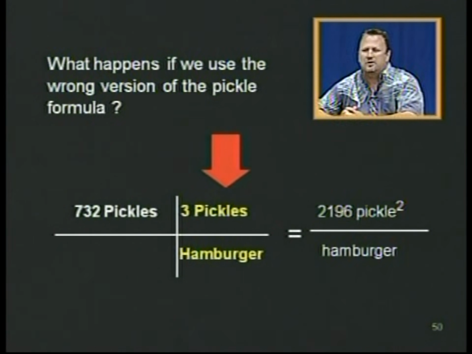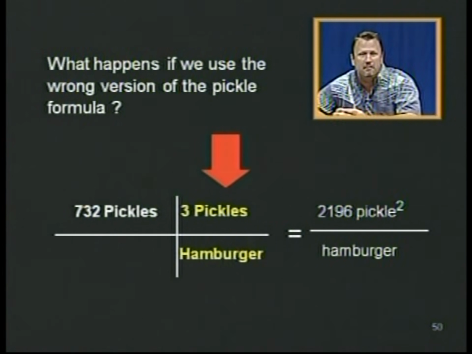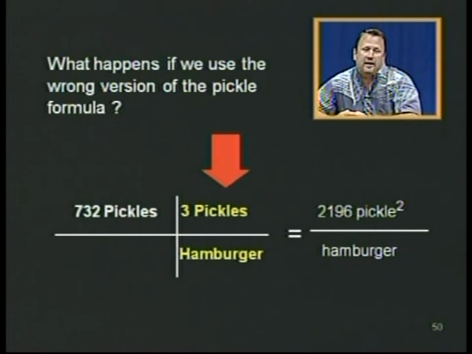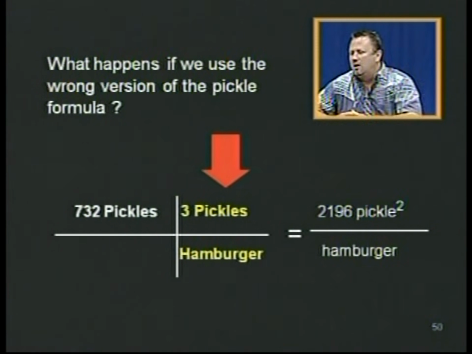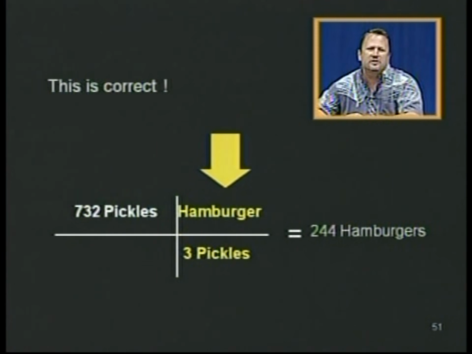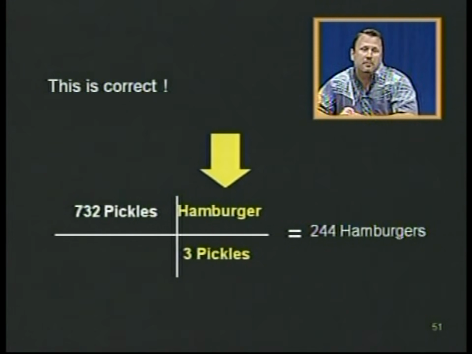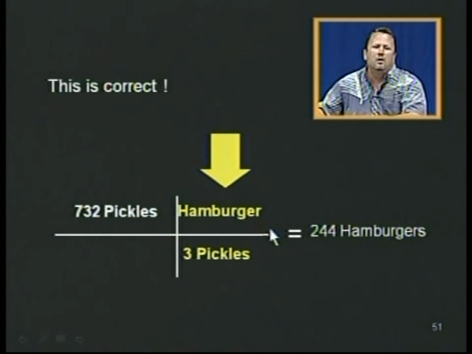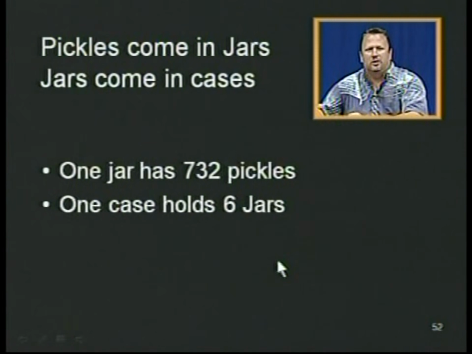This time, we took our 732 pickles and made a mistake and multiplied that times 3 pickles over 1 hamburger. Well, what we're left with is 2,196 square pickles per hamburger. Well, nobody's going to ask us that. Maybe the architect is going to ask us that. And if the architect asked us, well, how many square pickles per hamburger? Well, then that'd be the correct answer there. 2,196 square pickles per hamburger, but that's not the question. The question is how many hamburgers. And since the question is how many hamburgers, hamburgers needs to be in the numerator, and these pickles need to cancel out, leaving only the unit hamburger.